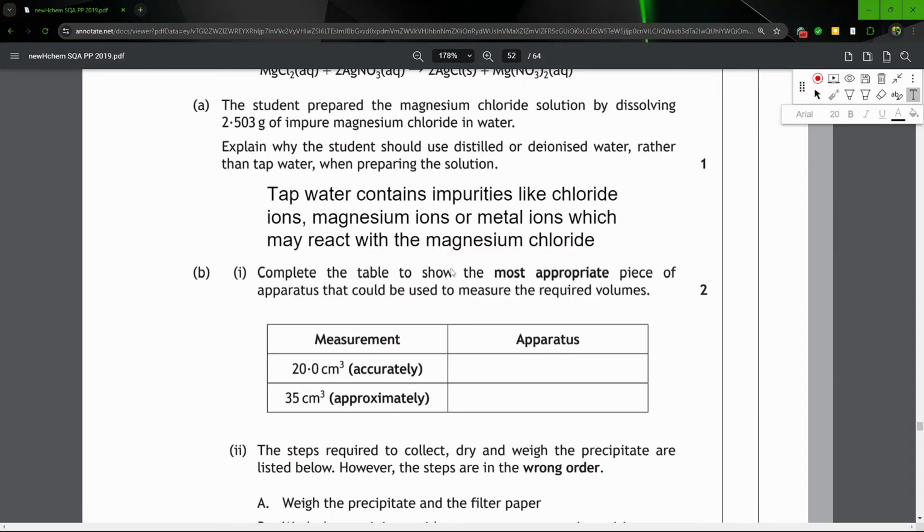Complete the table below to show the most appropriate piece of apparatus that could be used to measure the required volumes. So when we're talking accurately, we're talking about pipettes and burettes, but it's only 20 cubic centimeters, so I think I'm going to go with a pipette. And then 35 cubic centimeters approximately. Well, pull out your old measuring cylinder there. Probably don't use a beaker. That's just a really bad idea. Use a measuring cylinder for a somewhat accurate result. You don't want to go through the whole process of using a pipette for something that you just need 35-ish cubic centimeters for.